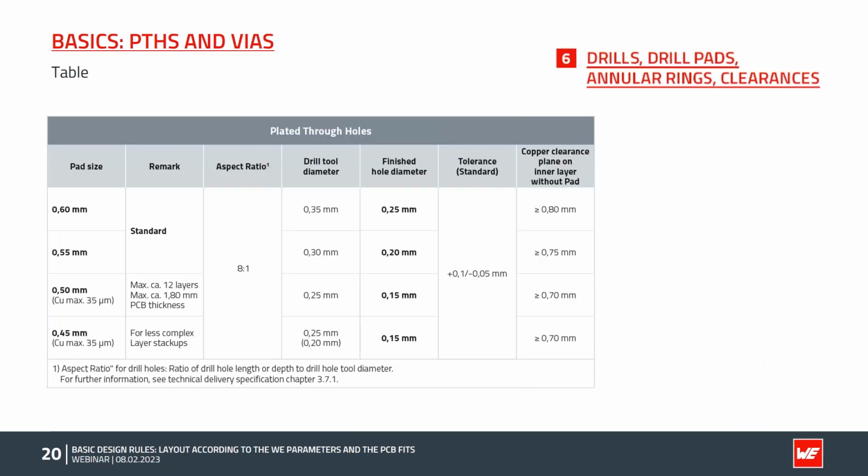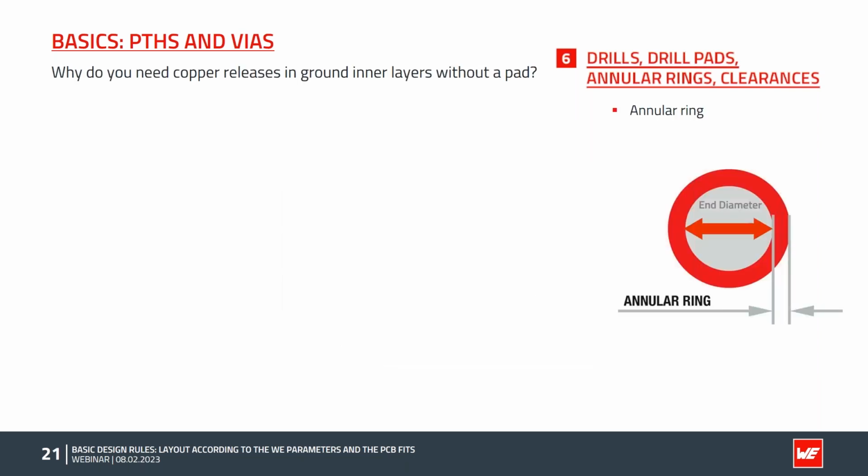And here's the table. Some other remarks. We have added aspect ratio here, and another thing is the copper clearance on inner layers without pad. Why this is important, I will show you on the next slide. The copper clearance on inner layers in planes, ground planes, for example, without a connection and without a pad. So why do we need copper clearance in ground inner layers without a pad?